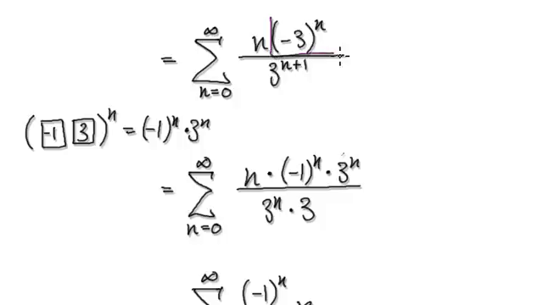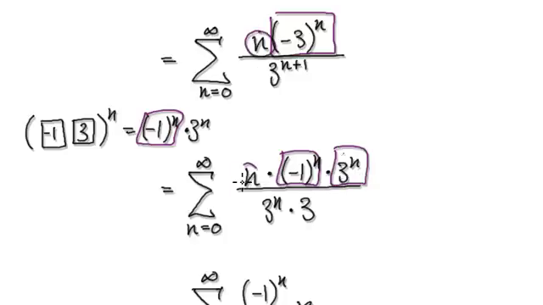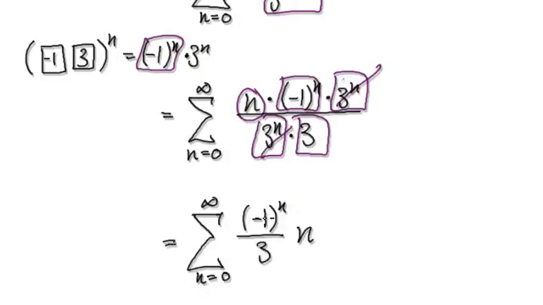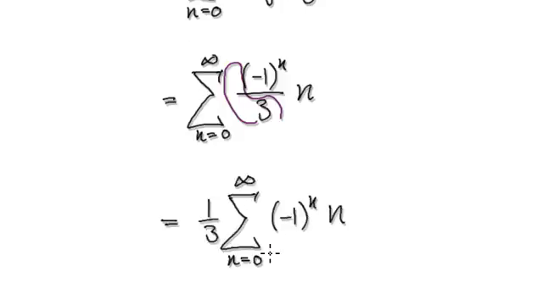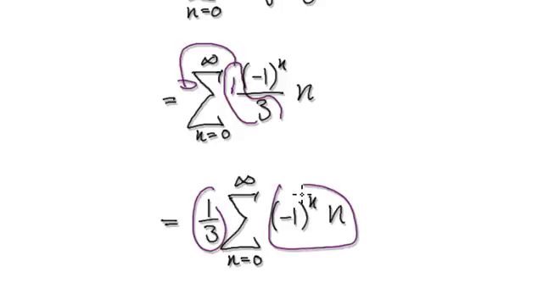So visualize this block here as being this times 3 to the power of n. Your n is still here, and then visualize this block as being 3 to the power of n times 3. So now these two will cancel out, leaving you with this. Okay, so now this is a constant here. So take a third out as a constant. That will then leave you with this.